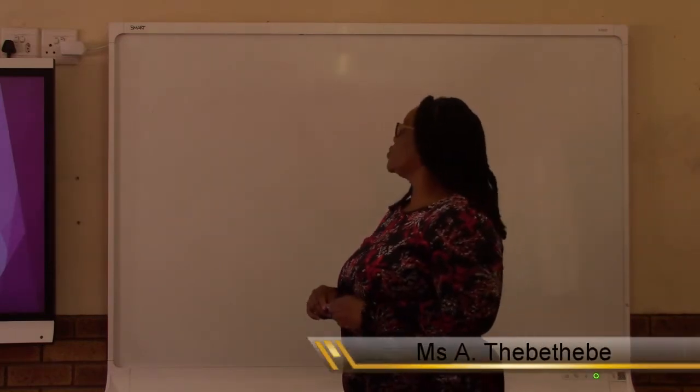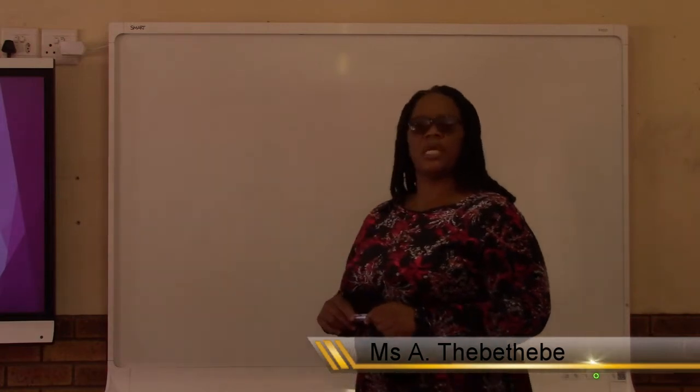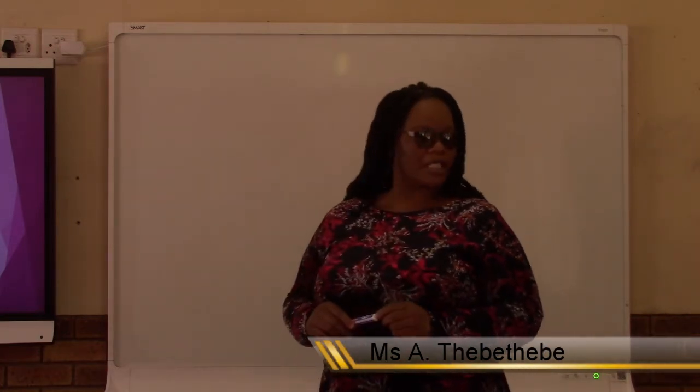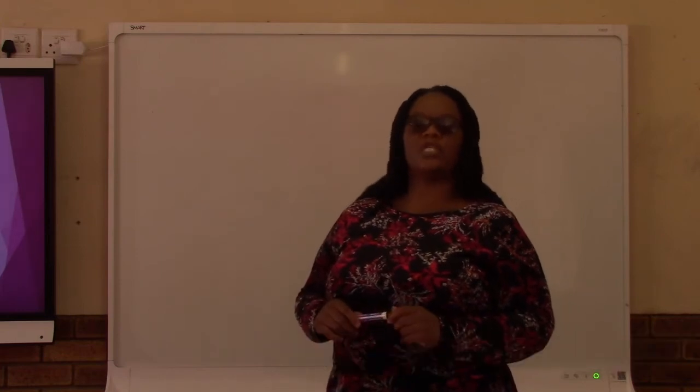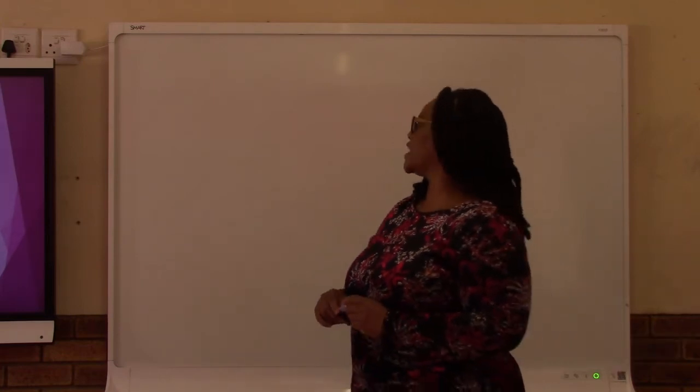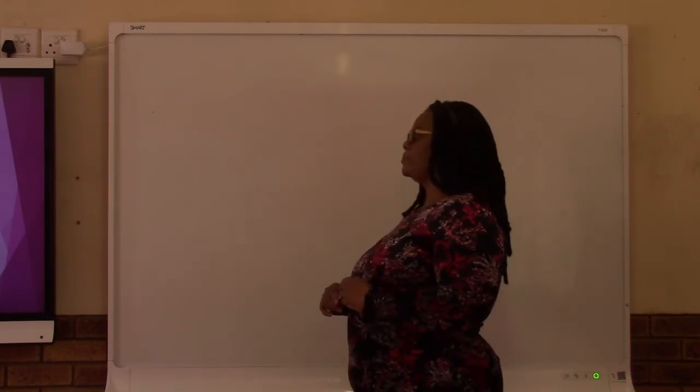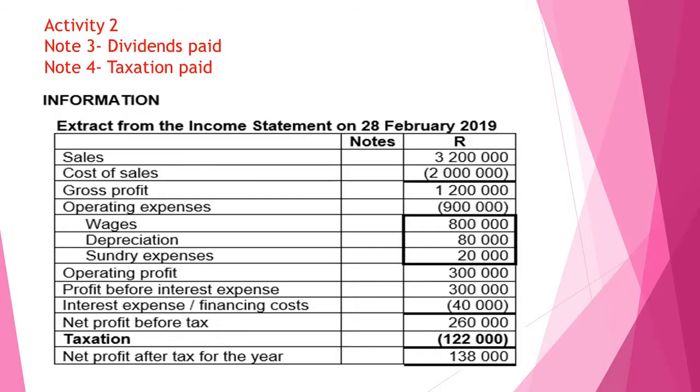We are continuing with the cash flow statement, and today we are looking at note number 3, which is dividends paid, and note number 4, which is taxation paid. I've projected the information there that I want us to look at. We have an extract from the income statement. And what we want from this one is this amount for taxation.